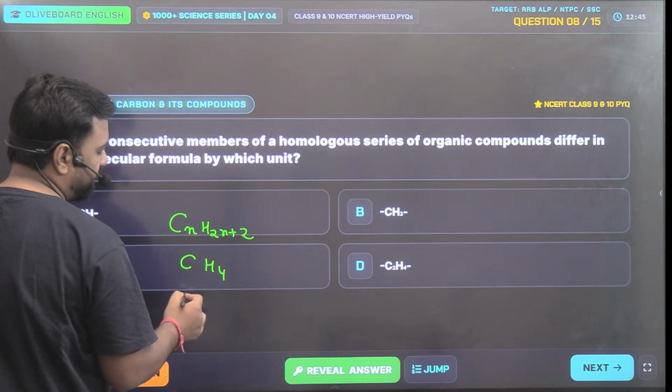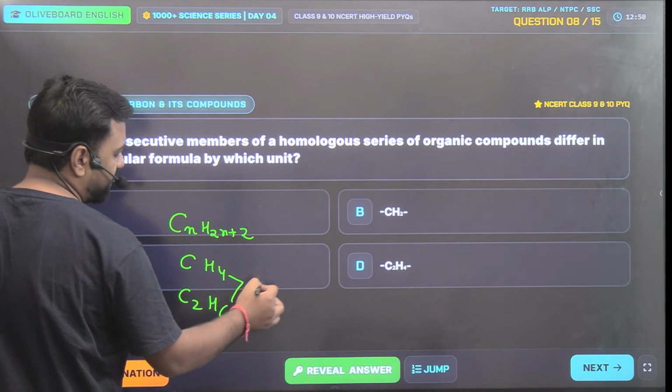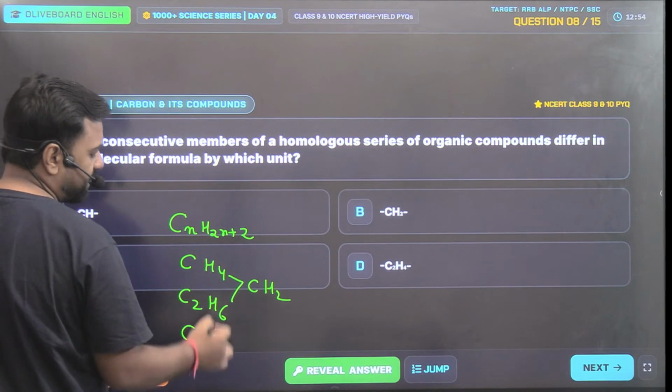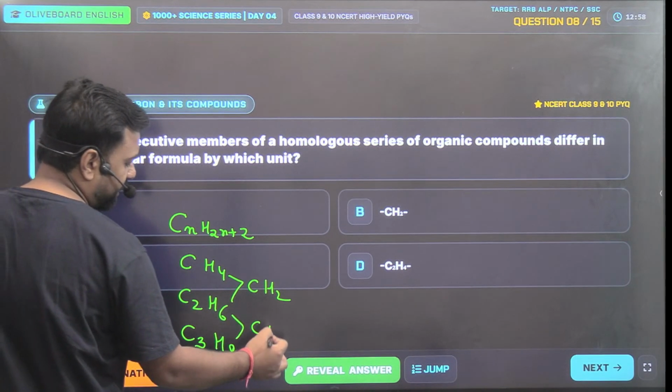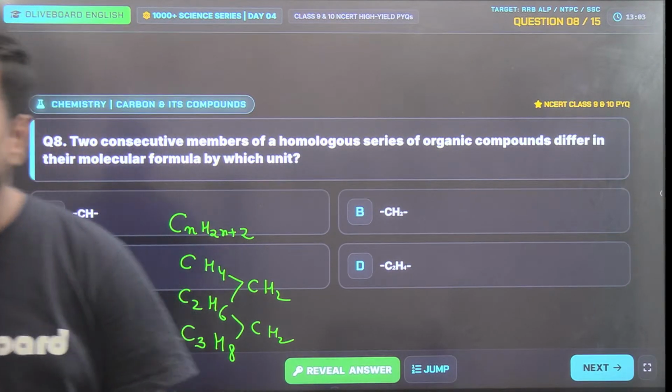The next one will be C2H6. So what's the difference? The difference is of CH2. Again, if it is C3, so 3 to 6, it will be C3H8. Again, there's a difference of 1 carbon and the difference of two hydrogens. So just check what is the difference coming here.